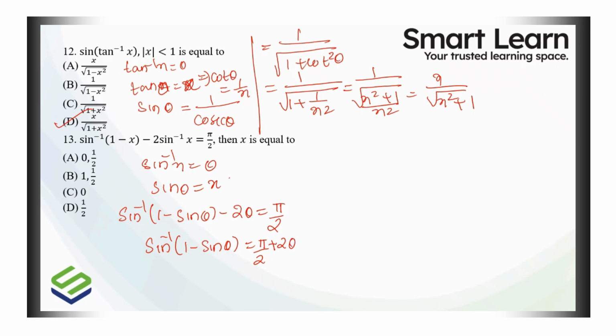Now I can take sine on both sides. So you will get sine of sine inverse, which will be 1 minus sine theta.